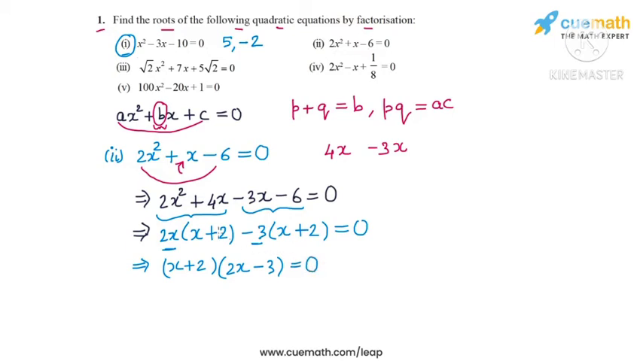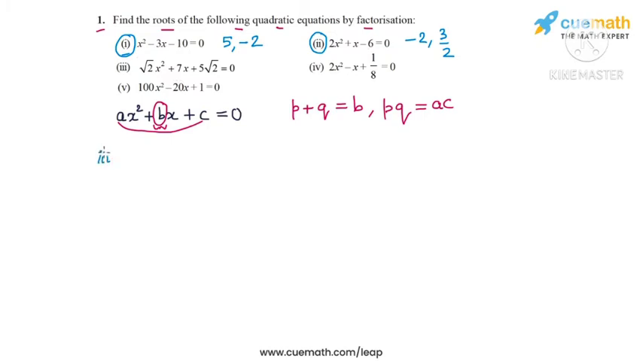Now we have factorized the quadratic into two linear factors, and the roots are quite easy to write. The roots are the 0 of x plus 2, so x is equal to minus 2, and the 0 of 2x minus 3, so x is equal to 3 by 2. So the two roots of this second quadratic equation are minus 2 and 3 by 2. So that solves part 2. Now let's go to the quadratic equation in part 3.